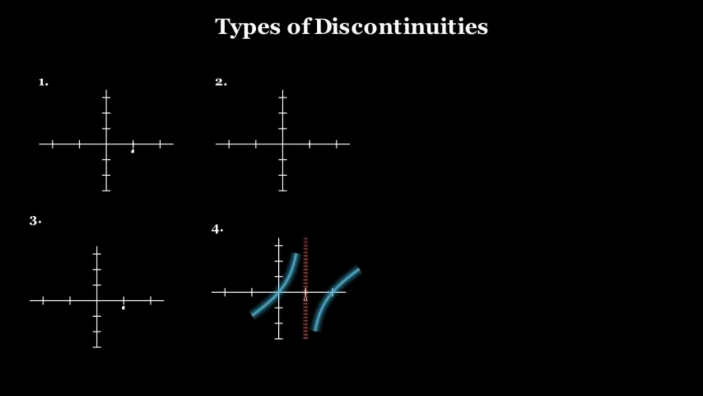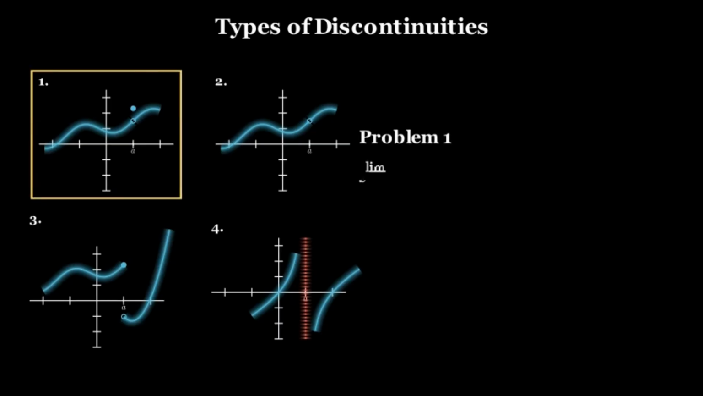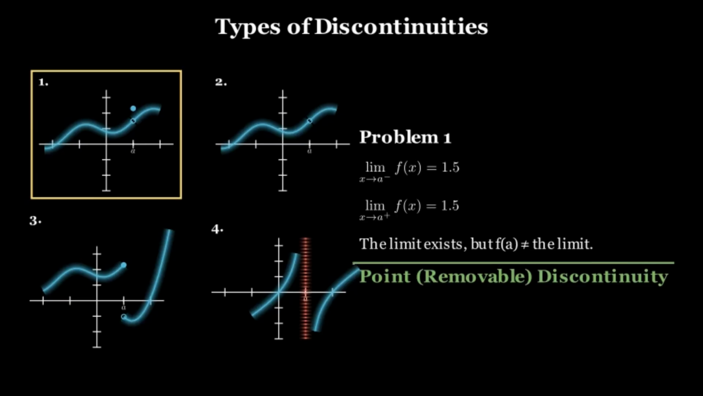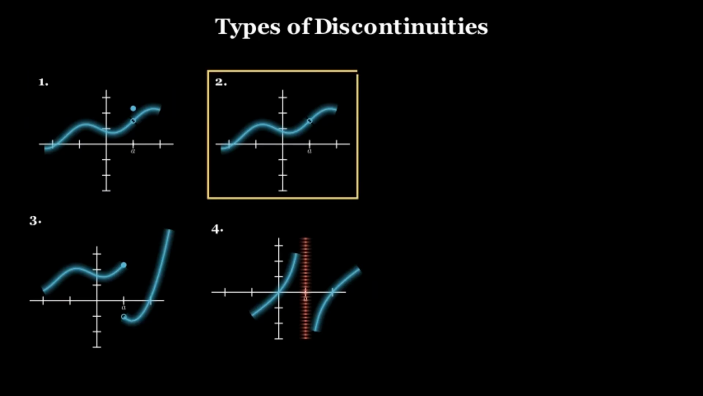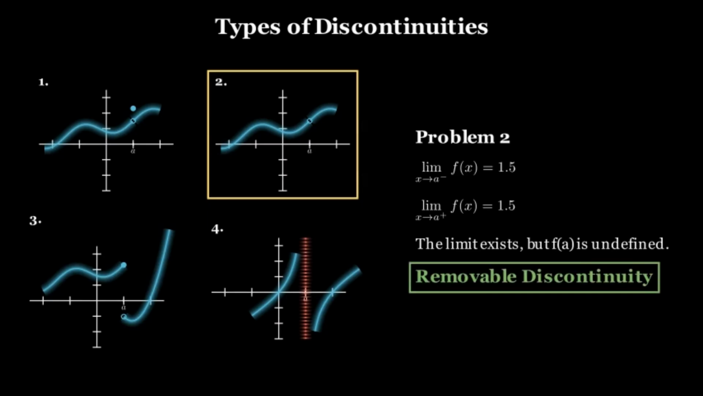So there are 3 different types of discontinuity. And in the first problem, you can see that the limit on the left side is 1.5 and the right is also 1.5. So this means the limit exists, but the function does not equal the limit. We call this a removable discontinuity. In our second problem, we don't have a point in the function, and the limits are also equal to each other. So this means we have a removable discontinuity again.